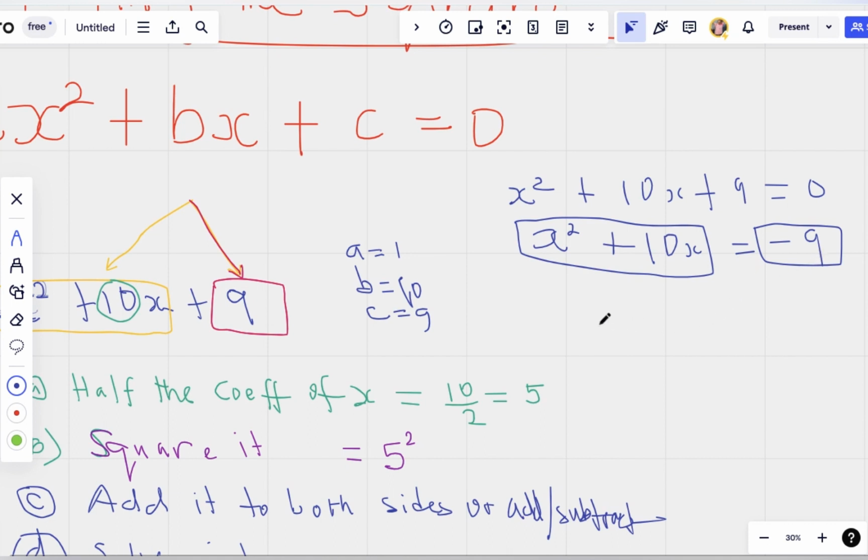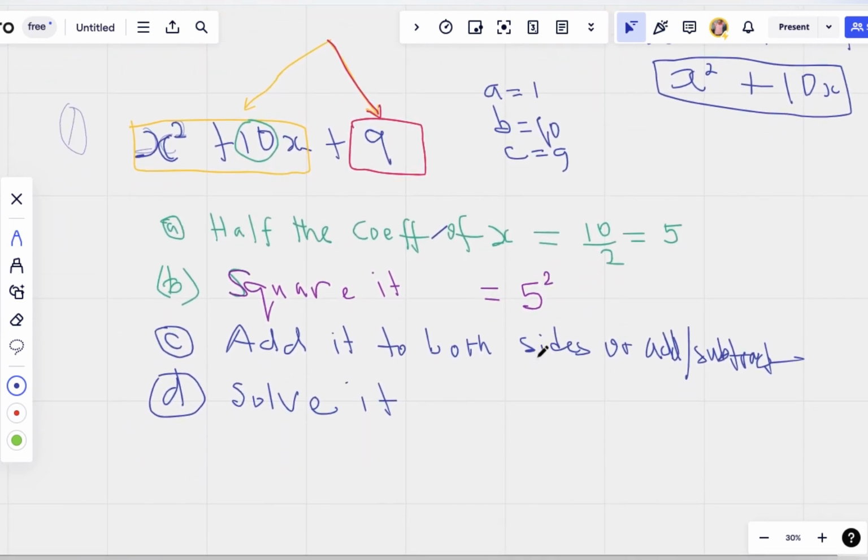But this one is a quadratic expression. We didn't move the 9 to the right side. So we go to add and subtract. So this is what we're going to have. We have x squared plus 10x.